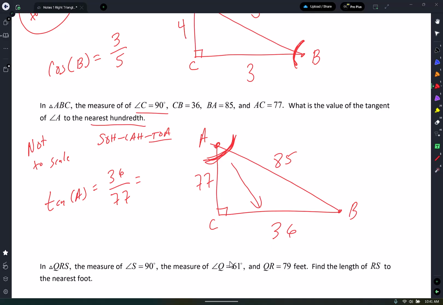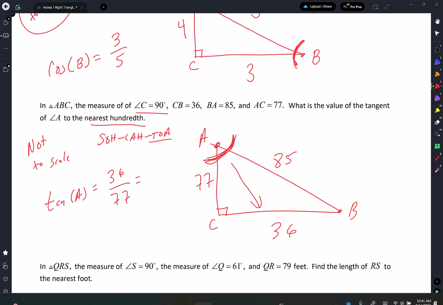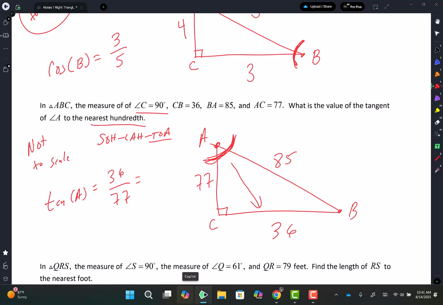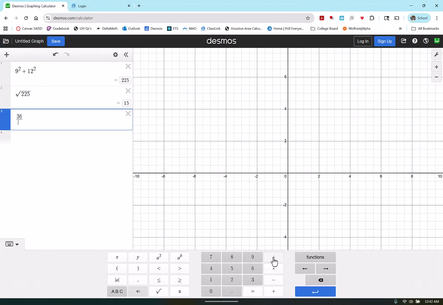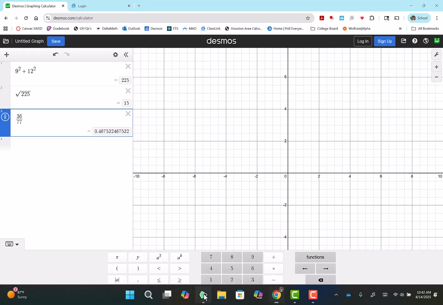It says nearest hundredths. So when it says nearest hundredths, that's 2 decimals. That's the second digit after the decimal. I hope I said it right. All right, here we go. Let me go to the calculator. I'm just going to go 36 over 77. 36 over 77. And I'm going to use 0.46 or 0.47. Which one am I going to use? 0.47. Thank you, Ms. Parrott.